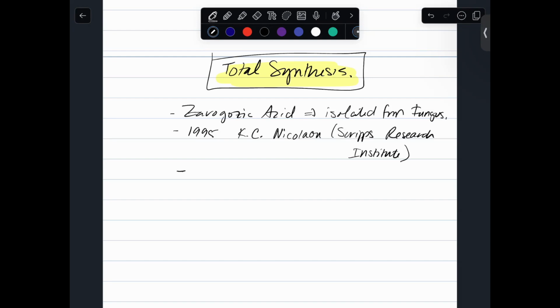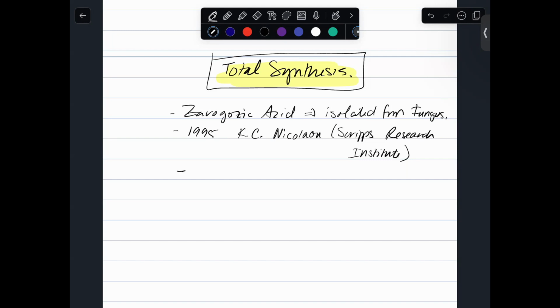Casey Nicolau is also known for being one of the first to synthesize Taxol, which is used in the treatment of cancer, and a number of cancer patients continue to take Taxol. He was involved in this scandal where he had said that he had synthesized Taxol first, and it turned out that he wasn't the first one to synthesize, and it was a big deal in organic chemistry back in the 90s.